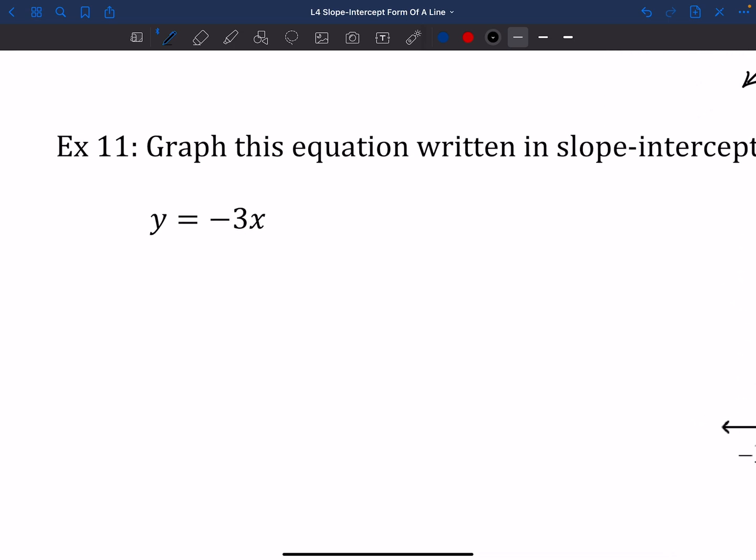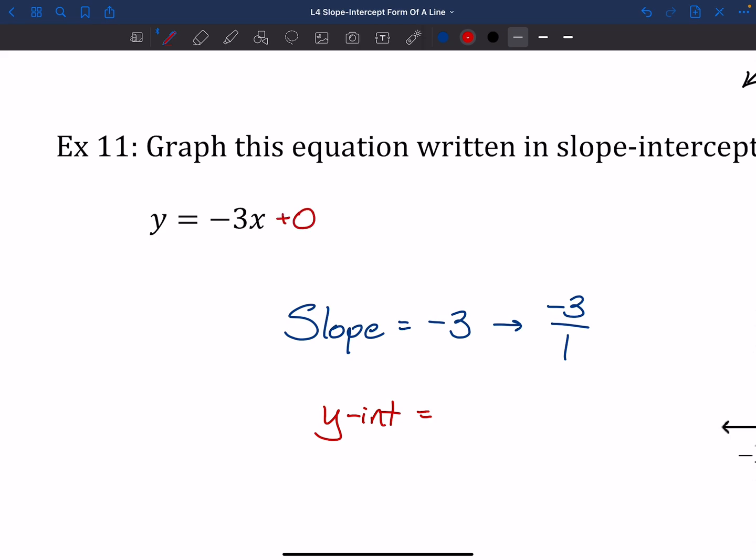Oh, same kind of deal, except this time it at least has a slope already in there for us. So my slope is -3, which again we're going to turn into -3 over 1, so that we have a rise and a run to work with. After that, I got my y-intercept, which again, there isn't one shown there, so we can think about it as plus 0, and our y-intercept is that 0.